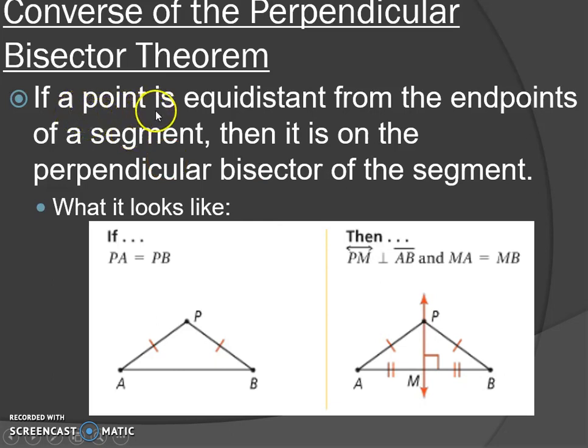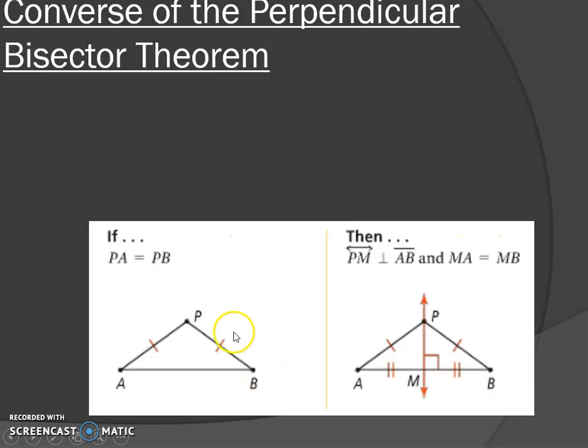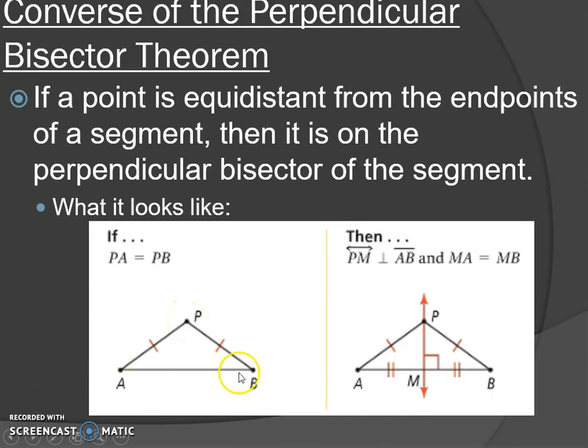So if a point is equidistant from the endpoints of a segment right here, same distance, let's say it's 10 and 10, then it is on the perpendicular bisector of the segment. That means this point is on the perpendicular bisector. Right here, this line is called the perpendicular bisector. So if you have a point equidistant from A and B, then this point is on the perpendicular bisector. That's the conclusion that we can make. Okay? That's called the converse of the perpendicular bisector theorem.